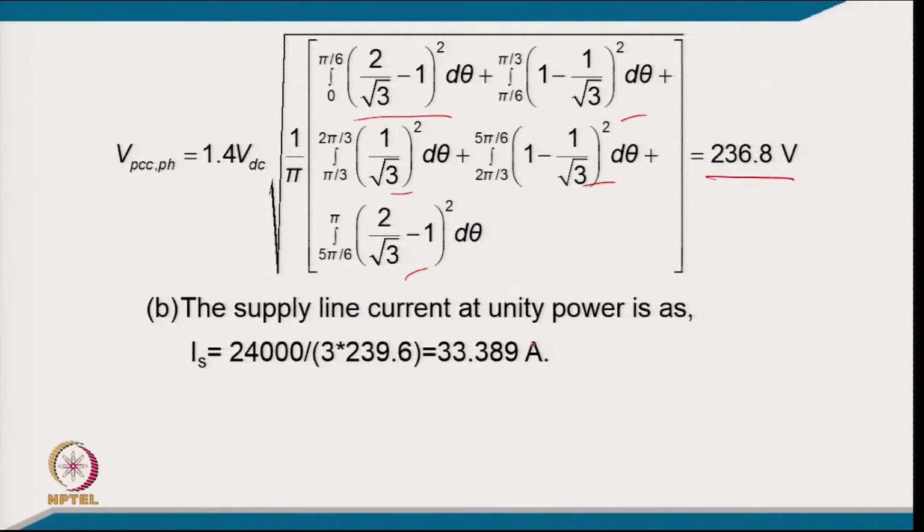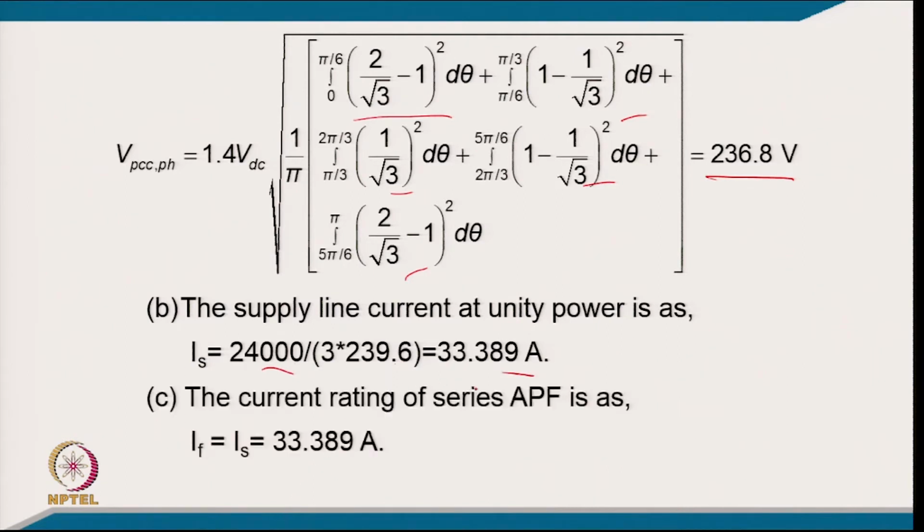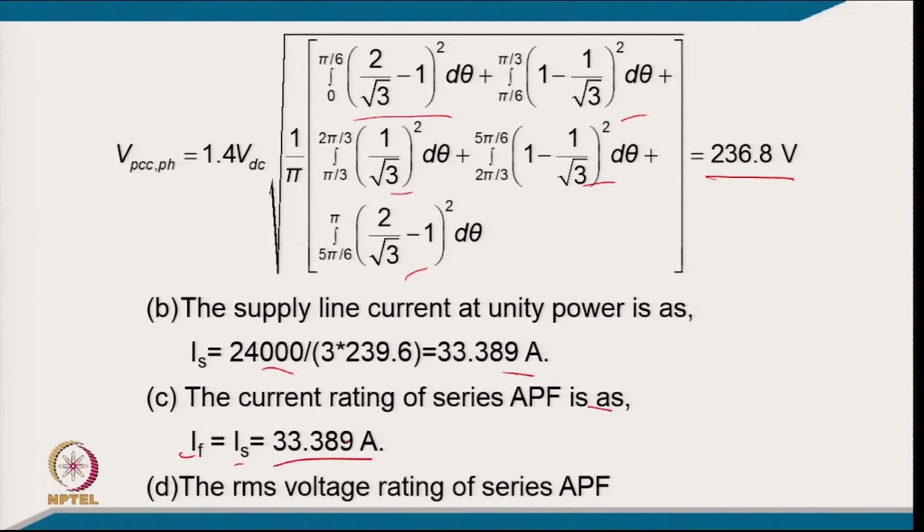The supply line current at unity power factor is IS equal to active power 24,000 divided by 3 into 239.6, equal to 33.389 ampere. The current rating of the series active filter is the same, IF equal to IS, equal to 33.89, because this is connected in series with the line. So, both currents are the same.